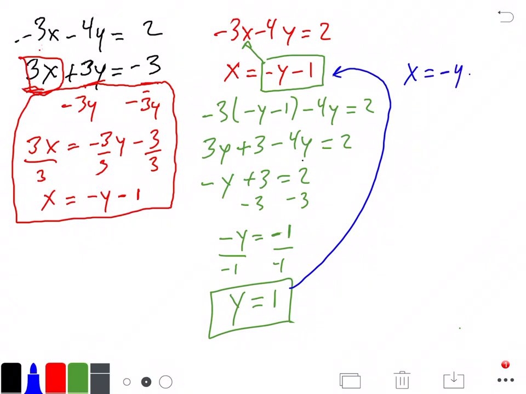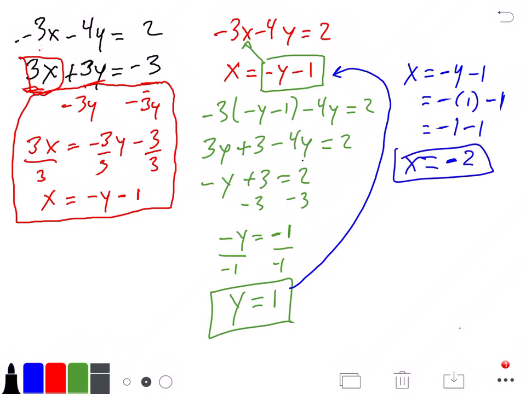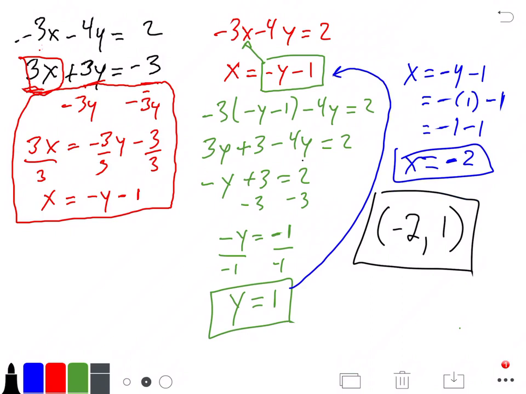If x is -y minus 1, and I'm plugging in a +1 for y, you've got to be careful to keep that negative in front of it because you can't just drop it. -1 times 1 is -1. -1 minus 1 is going to give you -2. So there's my x value. And just like all the other equations and systems we've done, write your answer as an ordered pair, x first, then y. So your answer here is -2, 1.